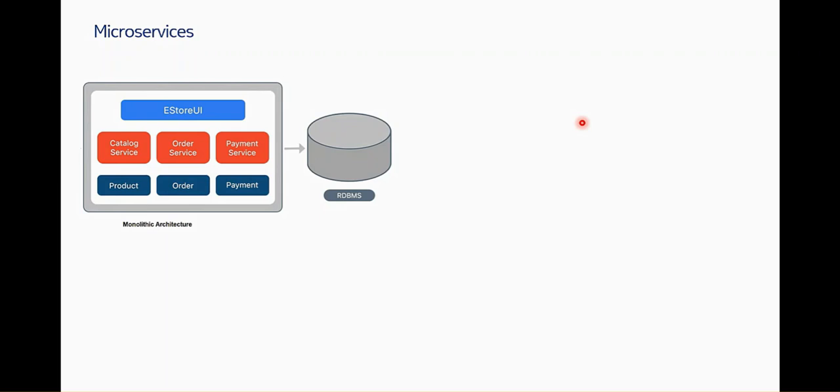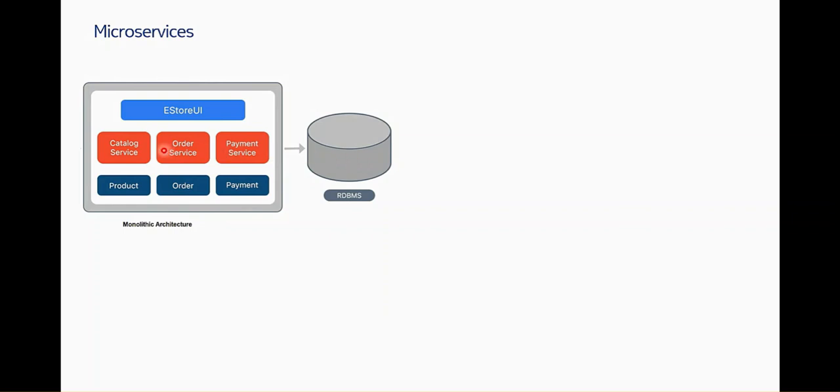Let us assume this architecture of an application. This is an example from a shopping store website. This blue box is your e-store UI, that means the web page with which the user interacts. And apart from the web page, the UI, you have a catalog service, you have an order service, and you have a payment service, right? And the whole application has a common database, right?